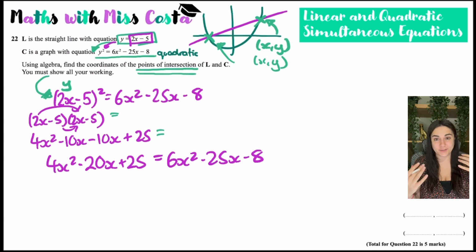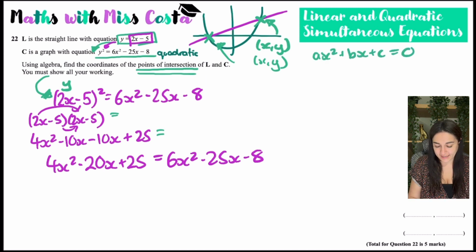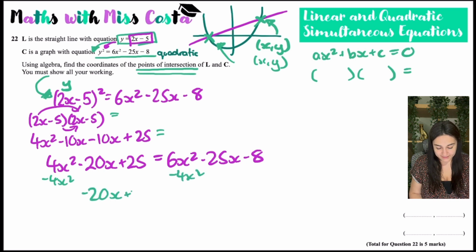The only way to solve a quadratic is to make it equal to 0. So get it in the form ax squared plus bx plus c equals 0, and then you can factorize it. So let's do this bit by bit. Let's first of all take 4x squared from both sides. So I'm left with minus 20x plus 25 equals 2x squared minus 25x minus 8.